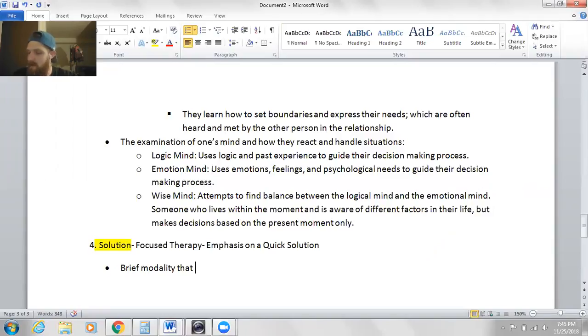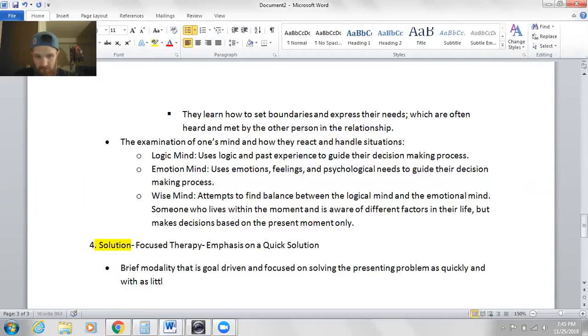Brief modality that is goal driven and focused on solving the presenting problem as quickly and with as little involvement as possible. And with that, it often involves the miracle question.